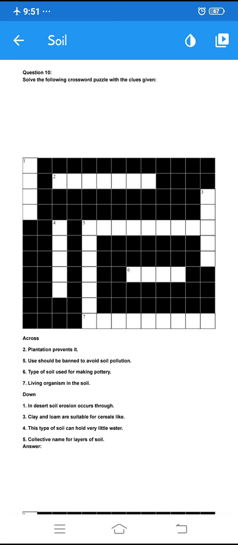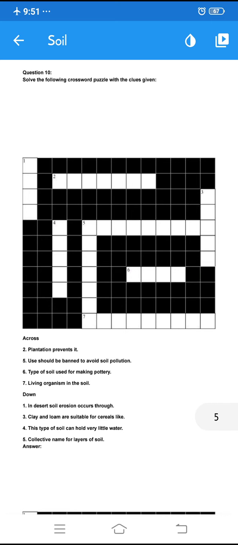Okay, so the last question is question number 10. In this question we have to solve the following crossword puzzle with the clues given. This is a kind of question which is called a crossword puzzle. In the diagram you can see the crossword puzzle. There are columns and rows.